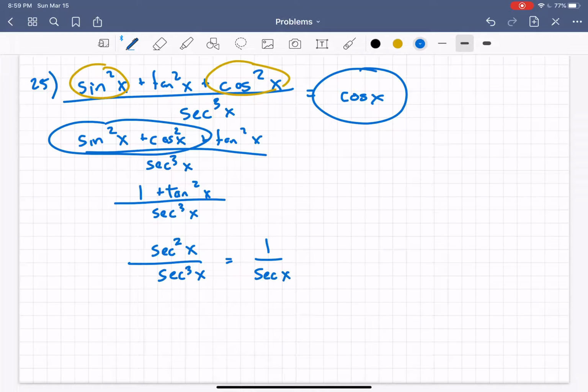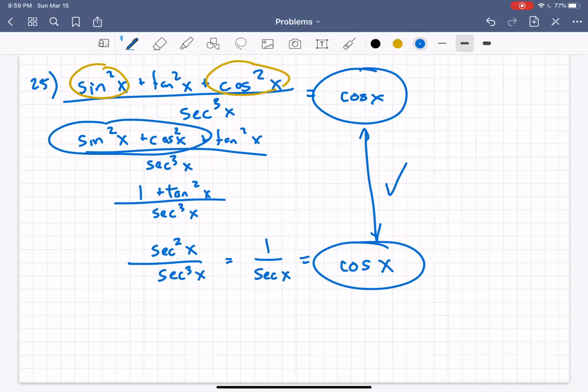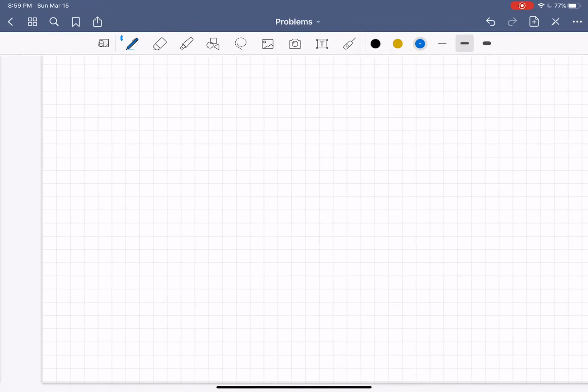Is that what we're going for? No, because we can use the reciprocal identity to get cosine of x. So we did get them to match, right? These are equal to each other. So we're good. We verified that. So that was the last verification problem.